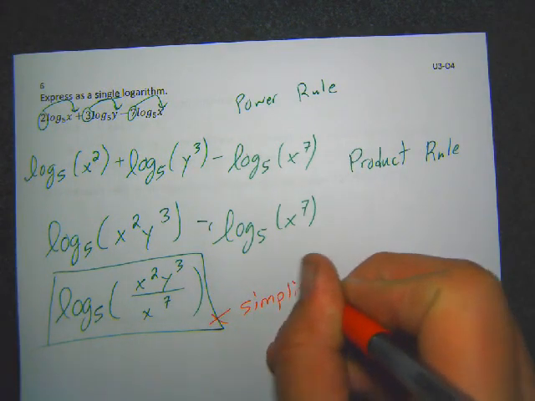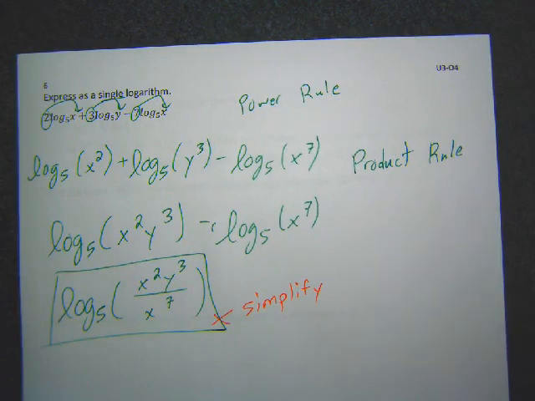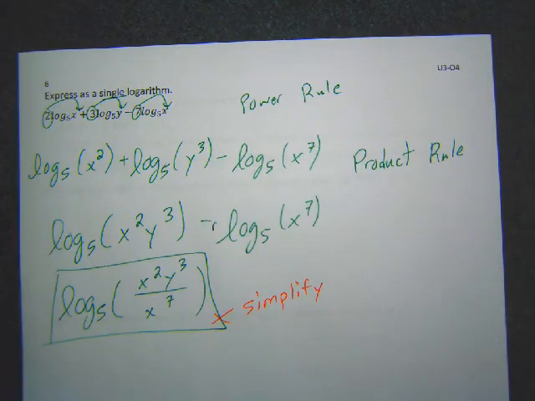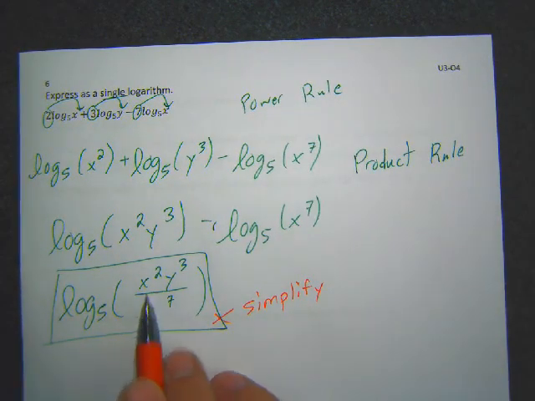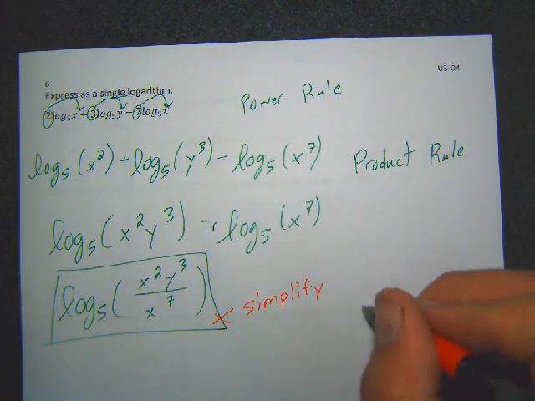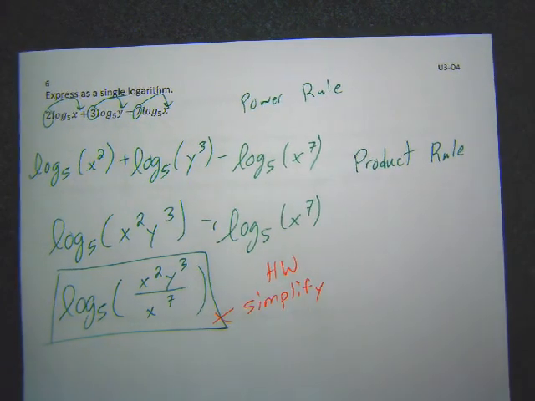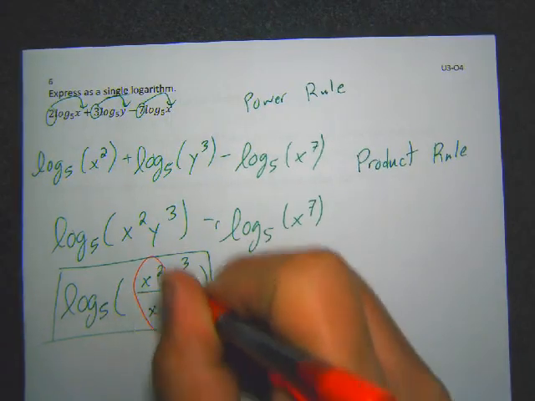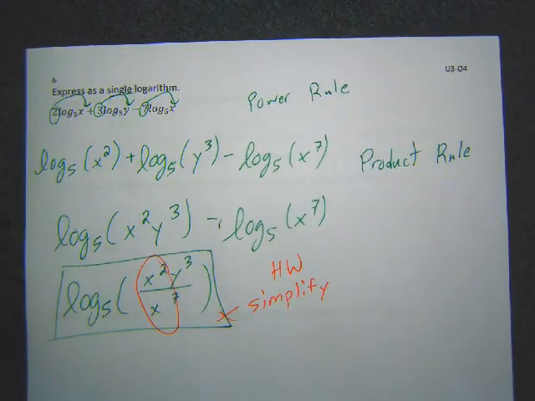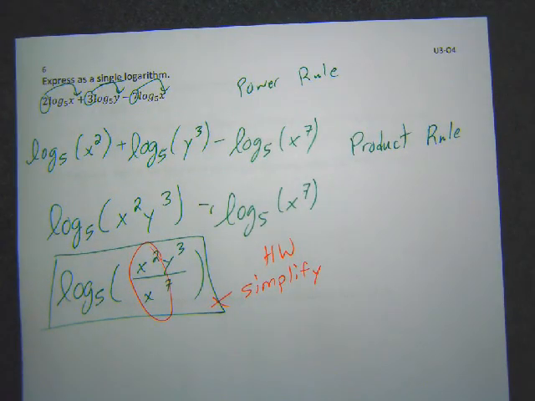I wouldn't give you one like this on the test, because I think it's kind of unfair, since you're already doing all the work of combining it. I won't make you do this. But if you ever see something like this on the homework, it's going to want you to simplify. Look, I've got x squared on top, x to the 7th on the bottom. Those are matching x's, so we can simplify.